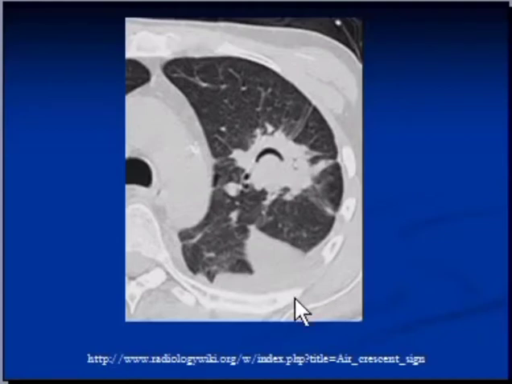Air crescent sign is defined as a crescent shape air density within a mass or nodular opacity, and the pattern can be visible on plain chest x-rays as well as CT scans. Some cavities will have more than one crescent. This sign most frequently, if not always, indicates fungal infection, which is also known as mycetoma or fungus ball. Some people will simply call it aspergilloma.